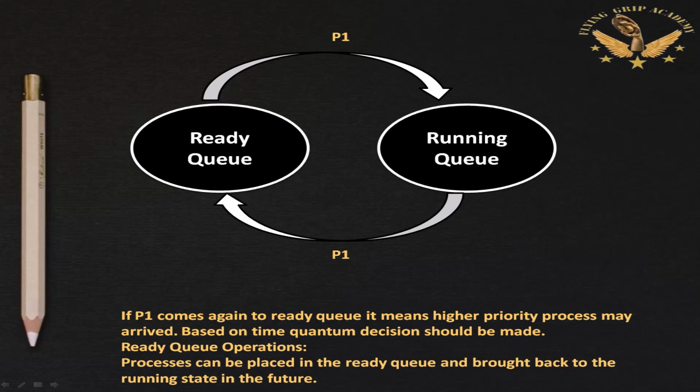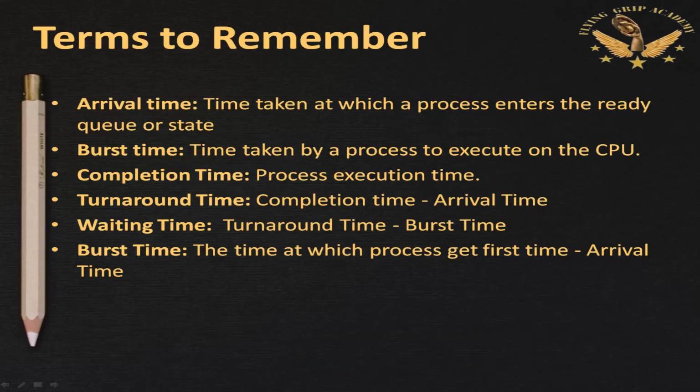Ready queue operations: a process can be placed in the ready queue and brought back into the running state in the future. Terms we need to remember are arrival time, which is the time at which a process enters the ready queue. Burst time is the time taken by a process to execute on the CPU. Completion time is the time at which process execution finishes.